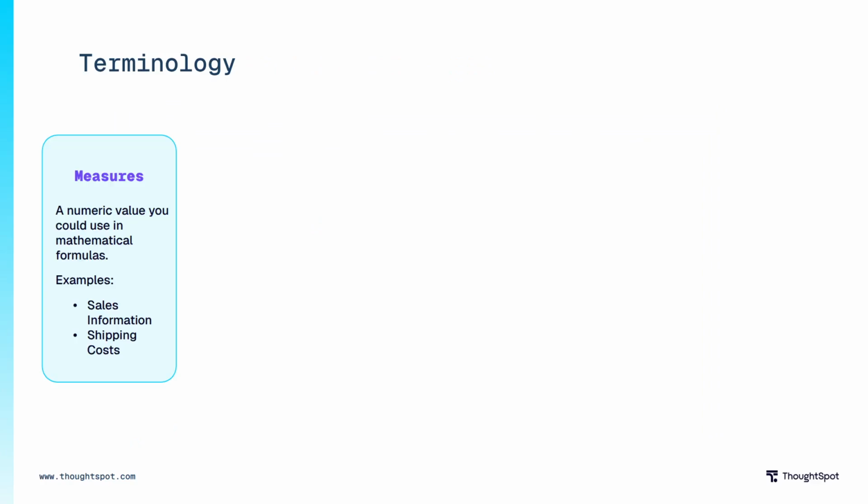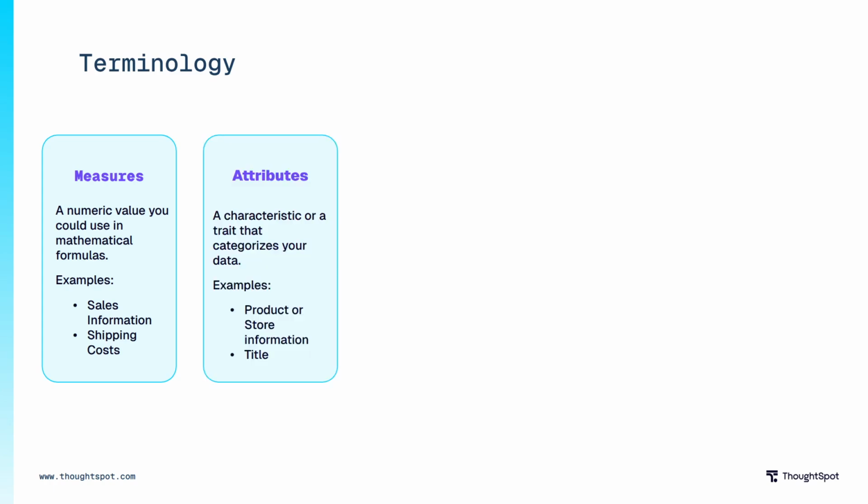Insights can be either in the form of visualizations or tables. Let's learn some of the terminologies used while searching your data in ThoughtSpot. Measures are numerical values you can do math on, with meaningful results. You will most likely find your measures on the y-axis of your chart. For example, sales information, shipping cost, or quantity. Not all numbers are measures.